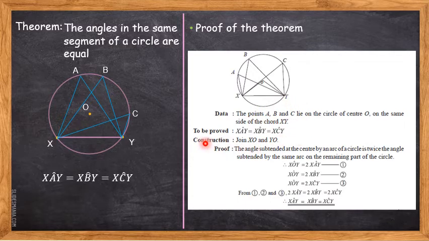Right. Then what we have to prove is we have to prove that XAY angle, XBY angle and XCY angle all are equal in magnitude. That is what we have to prove. Then for that we will be using this construction, which is we are going to join XO and YO to form the angle subtended by this XY arc on the center.